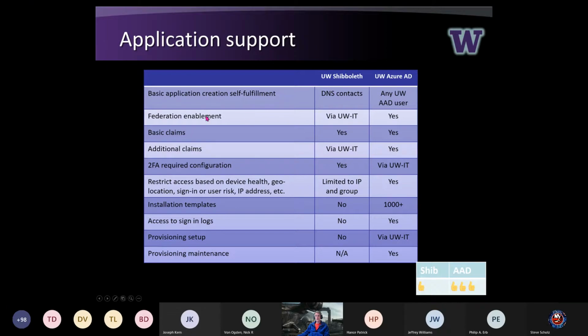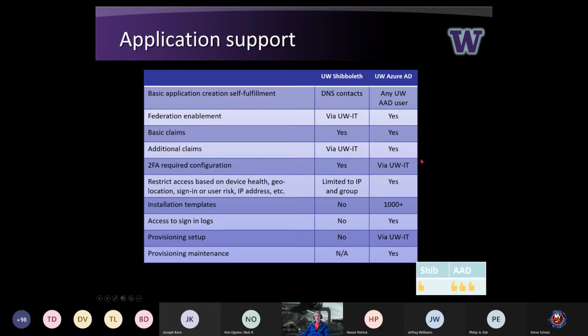Likewise, for federation enablement, you do need to talk to UW IT so that you can get into the InCommon or eduGAIN metadata. This reflects the different way that external federations are supported versus how Azure AD does it, where basically any user can enable something for multiple external domains. You can add additional claims as long as you're the application owner in Azure AD. For UW Shib, you've got to talk with UW IT to do that.